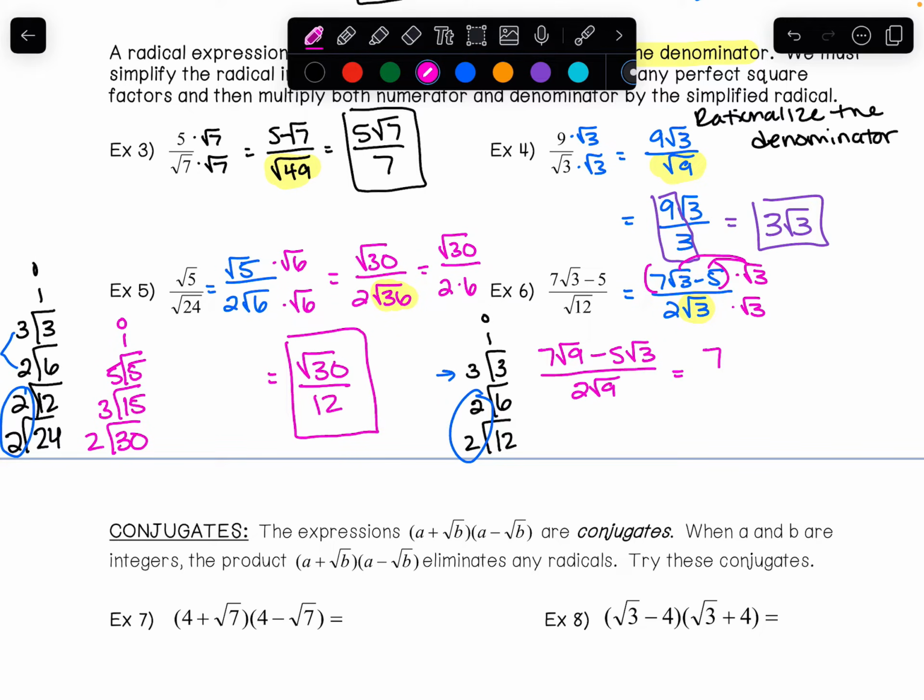I'll have 7 times, what is the square root of 9? 3 minus 5 square roots of 3 over 2, and then you just told me the square root of 9 was 3. 7 times 3 is 21, and 2 times 3 is 6. This is my answer.